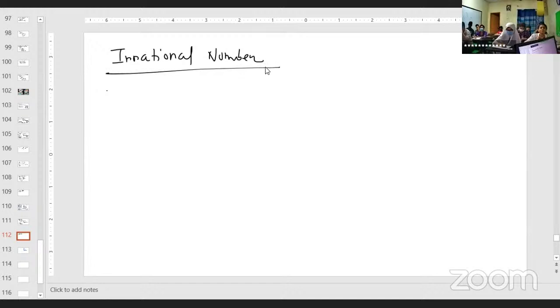So very simple actually, they cannot be expressed like that. You cannot actually express a rational number, an irrational number, in that way, P by Q, where P and Q are integers. Examples what?